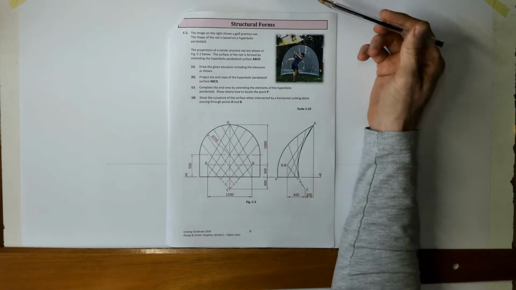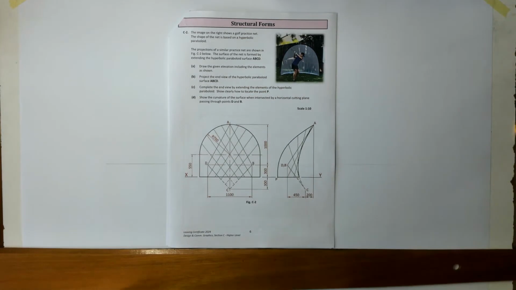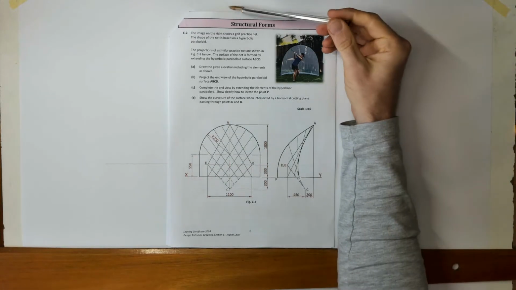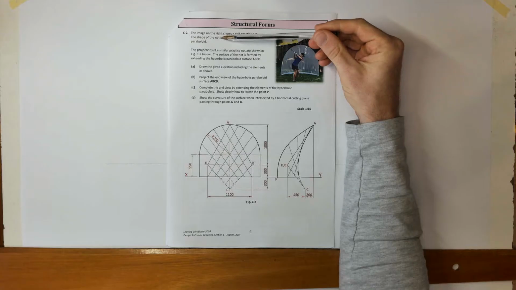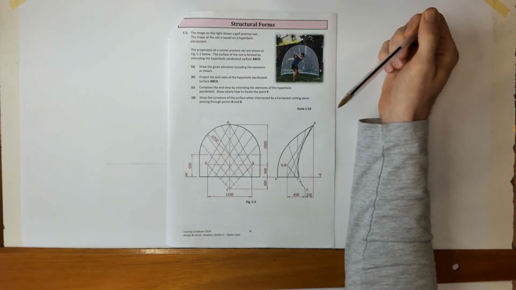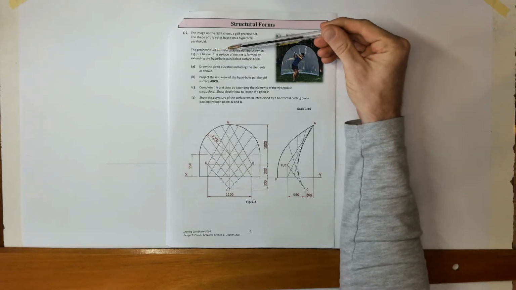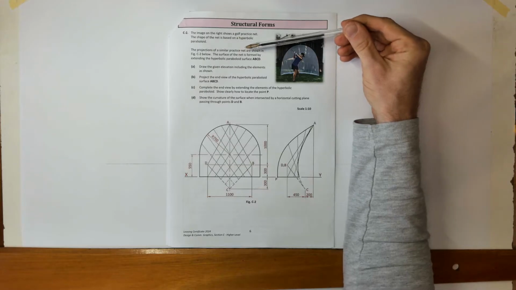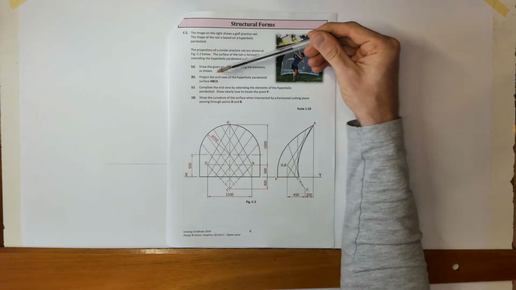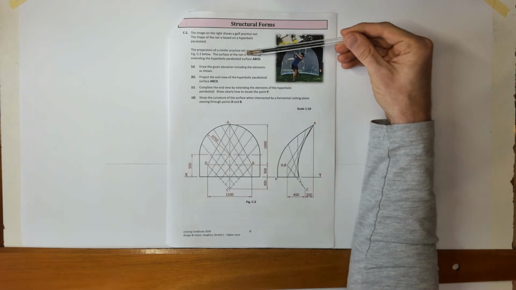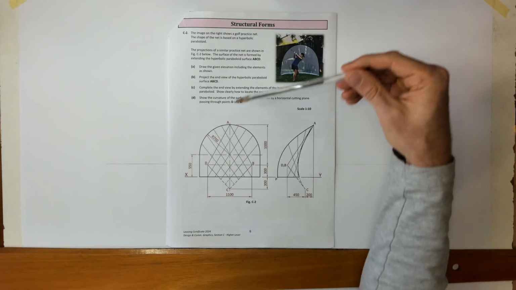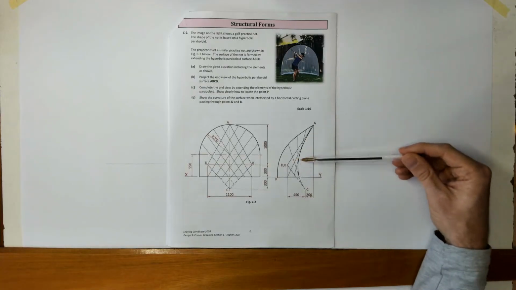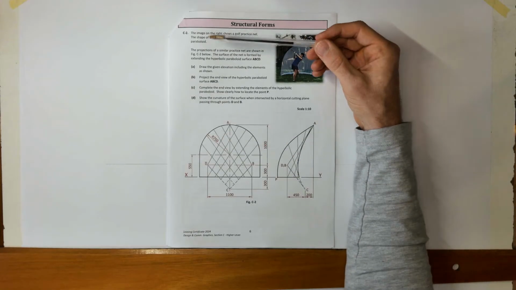Hi and welcome to 2024 question C2, the structural forms question. The image on the right shows a golf practice net. The shape of the net is based on a hyperbolic paraboloid. Projections of a similar practice net are shown in figure C2, down here. The surface of the net is formed by extending the hyperbolic paraboloid surface ABCD. So ABCD, and we can see we've extended it there with some elements.